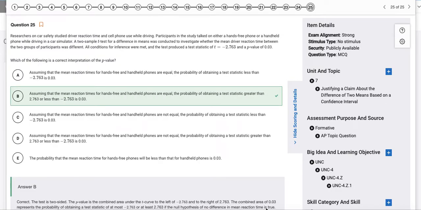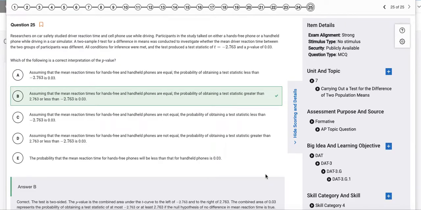And then last question. If you read the given information, they use that word difference again. Different. Oh, so whether the mean driver reaction time between the two groups of participants was different. It's not saying one is greater than, one is less than. It's just saying plain different. Okay, so that means the test is going to be two-sided, two tails.